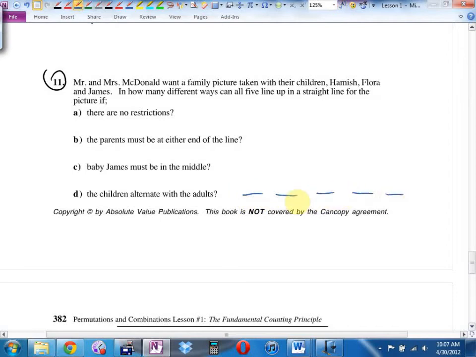I guess if we alternate, I'm pretty sure we have to have adult 1 there and adult 2 there. Do we not? Okay, how many choices do I have for adult 1? 2. How many choices for adult 2? And I can put a kid here. How many choices do I have for kid number 1? Then.